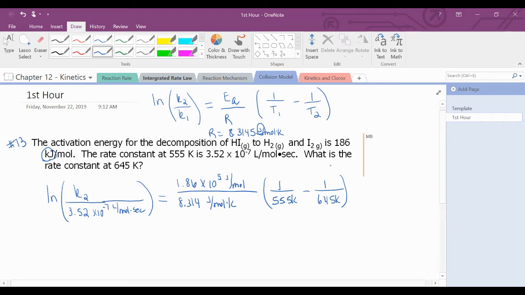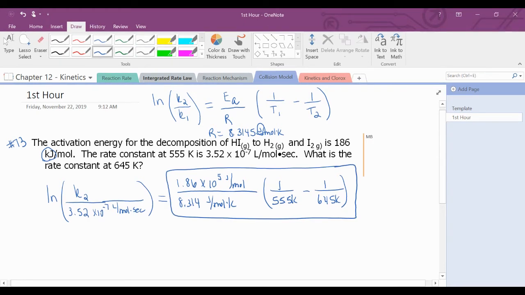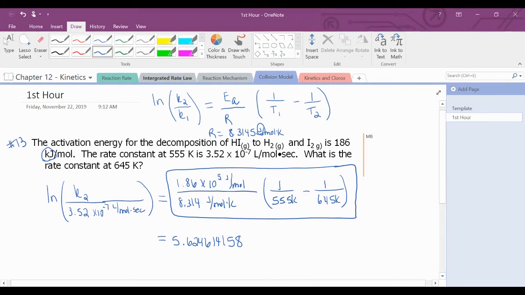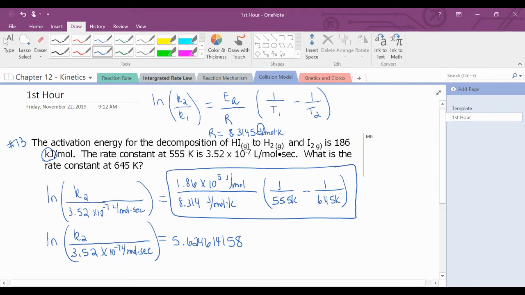Okay, so I'm going to solve this part of my equation first. And remember, we're not going to round until the very end. So when I solve, this is what I get: 5.62461415. Okay, so again, you should be pausing the video and using your calculator to make sure you come up with the same values that I have. And we didn't do anything to the other side of our equation yet.